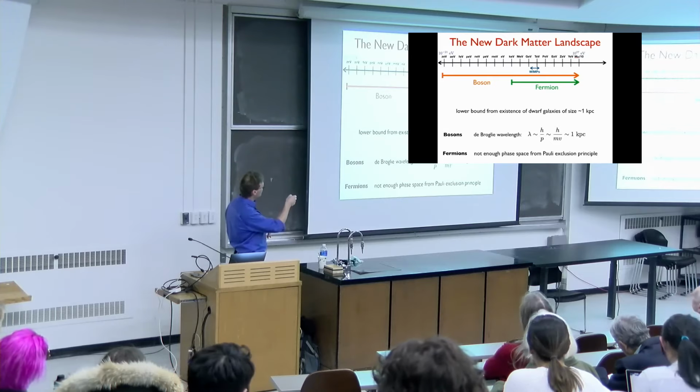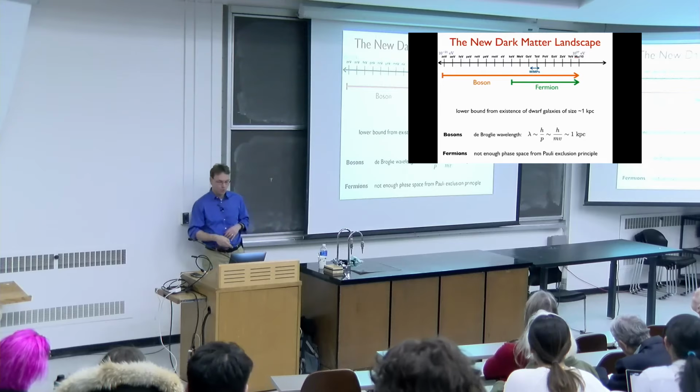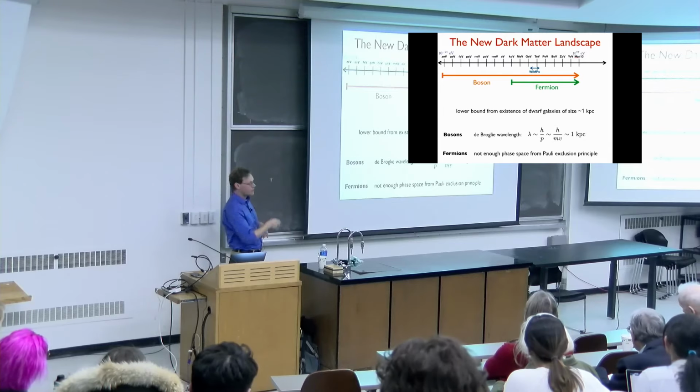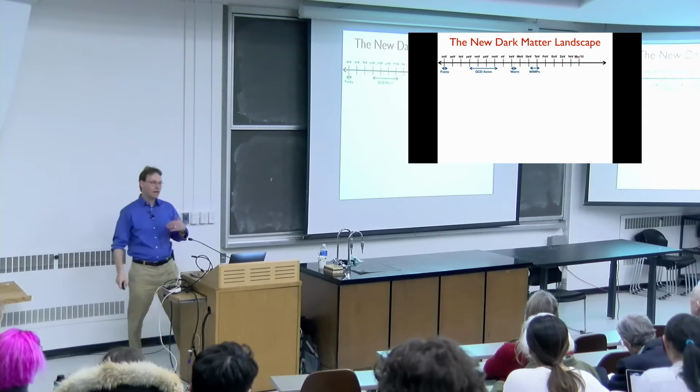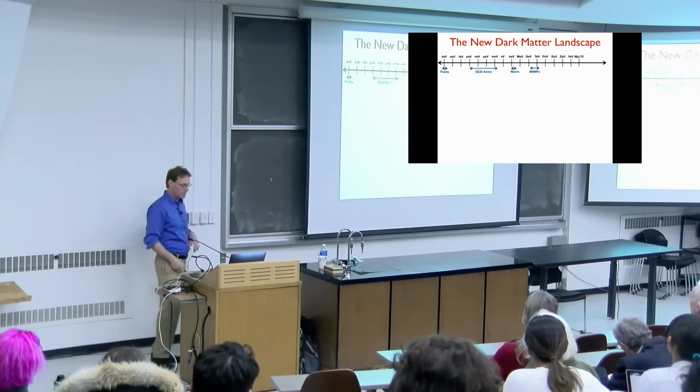So we know that if dark matter is a boson, it has to be above 10 to the minus 21 eV, and if it's a fermion, it has to be bigger than about a keV. Okay. So below a keV, dark matter has to be a boson. Okay. Now, there's many dark matter candidates that people have thought about across this mass range.